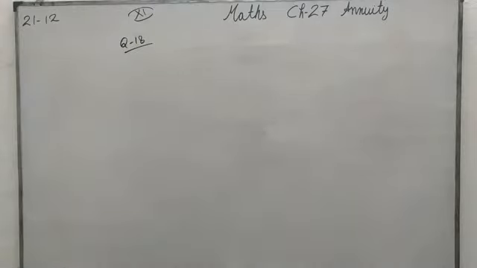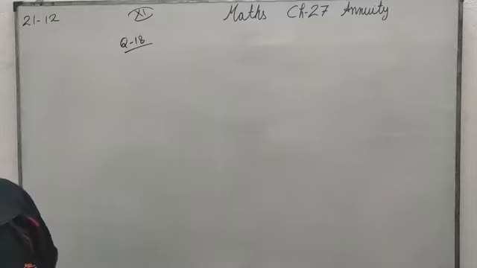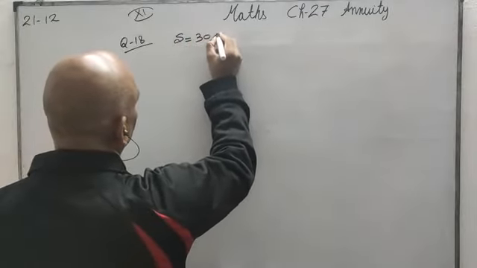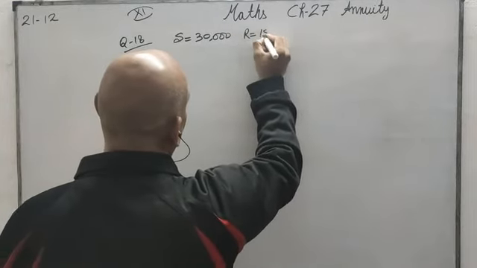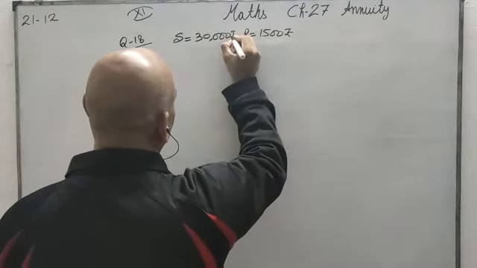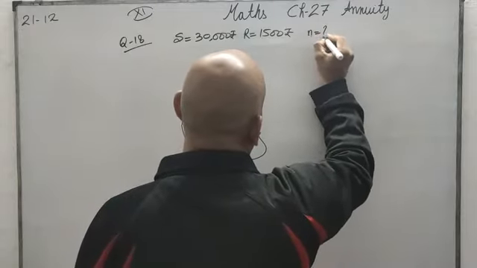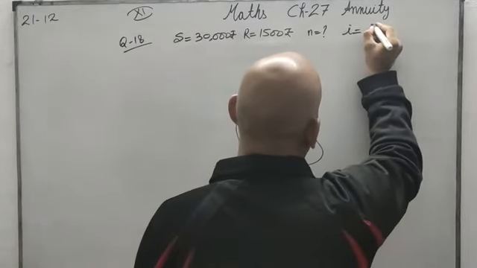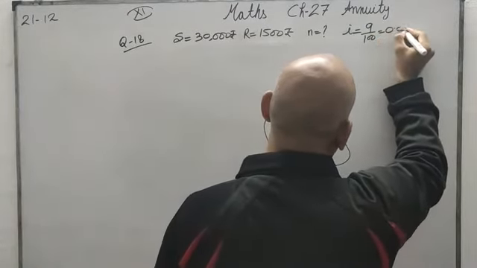Find the least number of years for which an annuity of rupees 1500 per annum must run in order that its amount just exceeds 30,000 at 9% compounded annually. Compounded annually is given. So S is 30,000, R is 1500 rupees. n we want to calculate. i is given as 9% compounded annually. So 9 upon 100, that is 0.09.